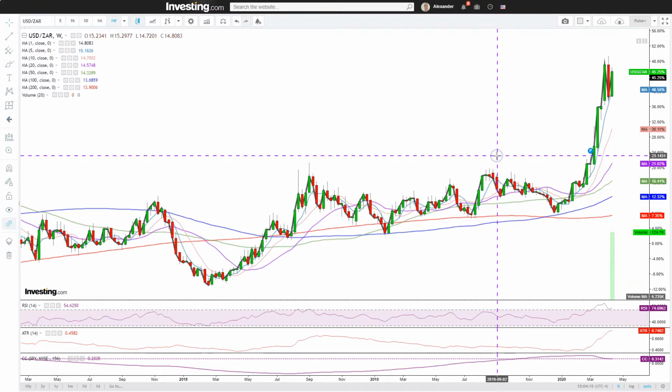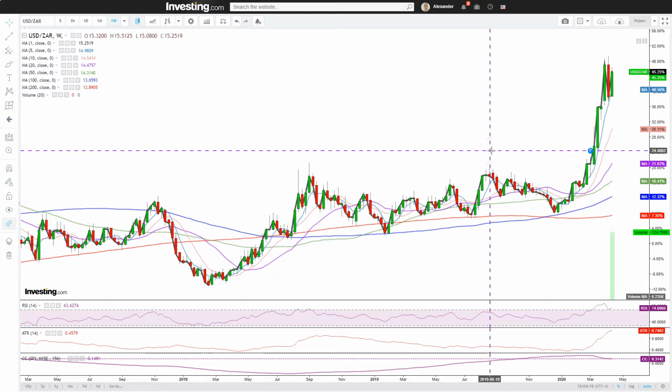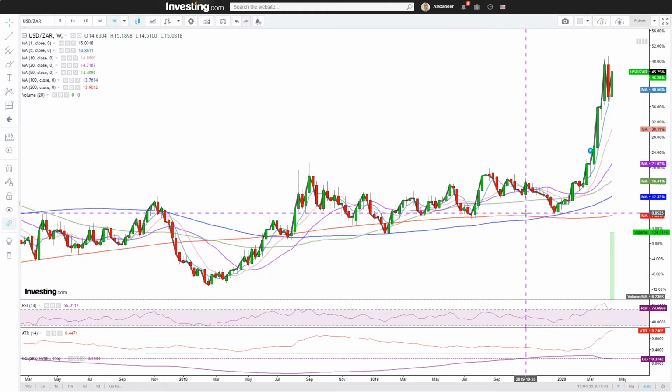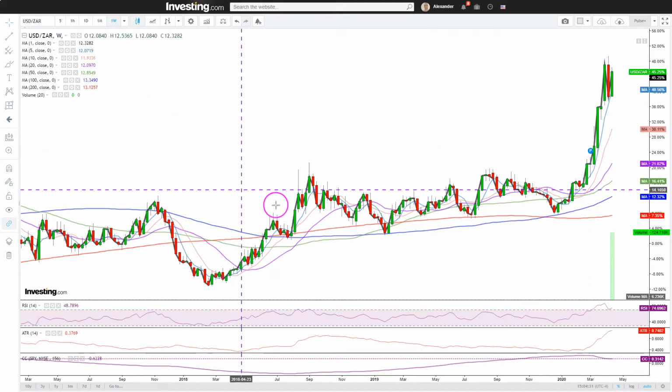Having said that, South Africa is a very unstable country. There is increasing racial tensions. That's likely going to spike. Hence, that of course would be bearish for the South African Rand.